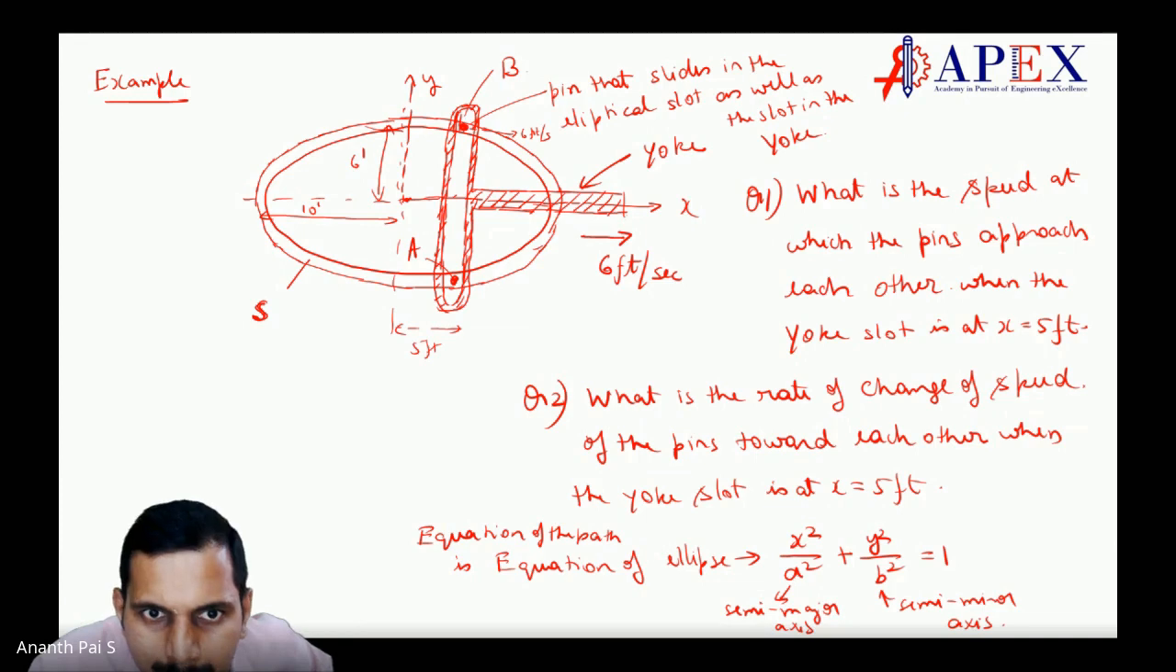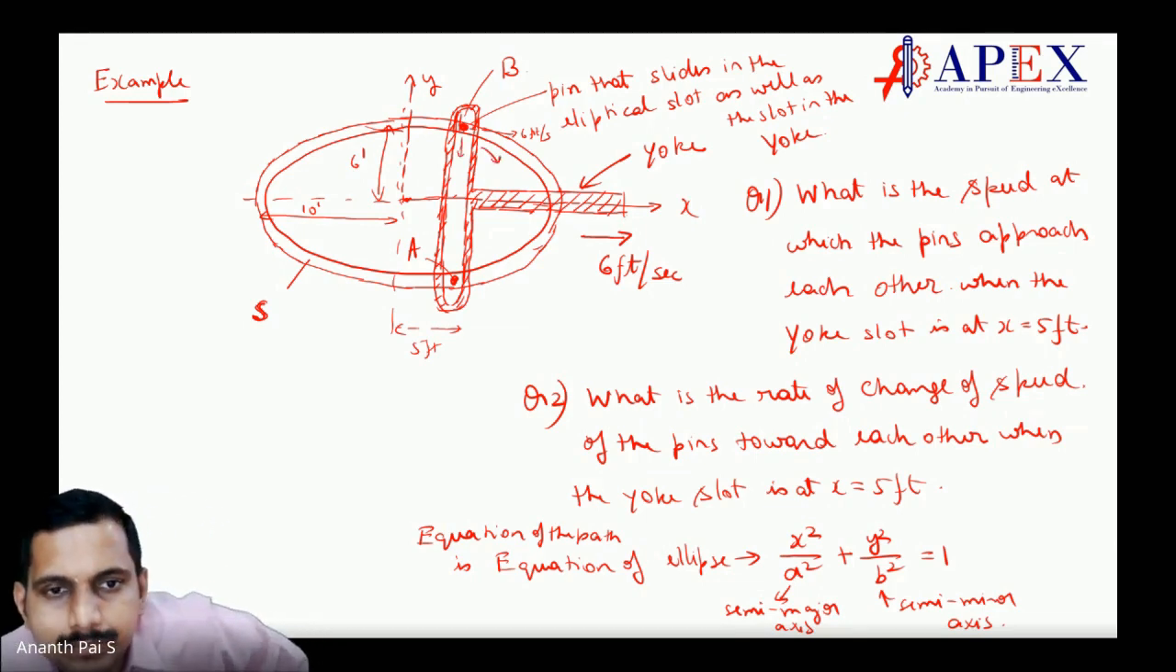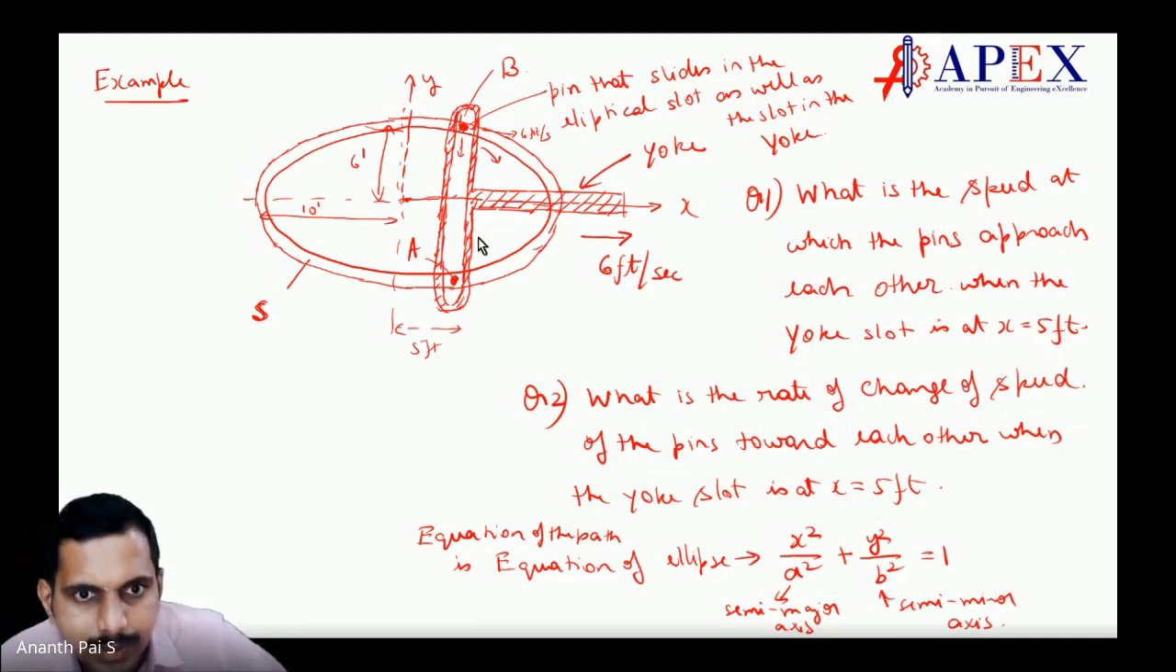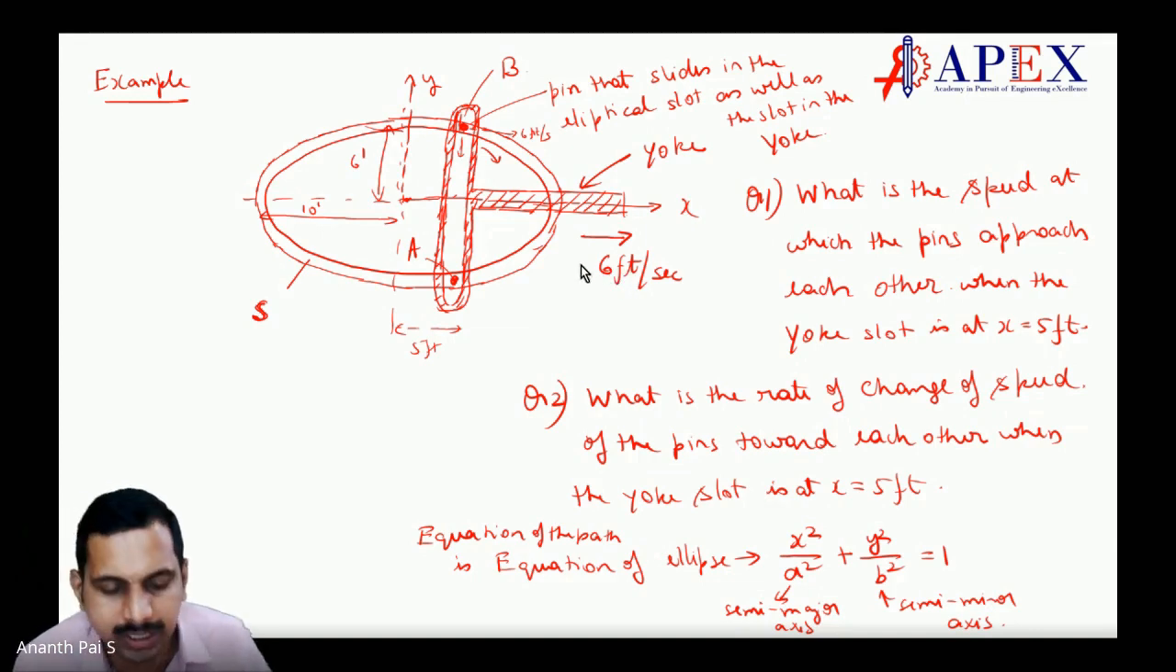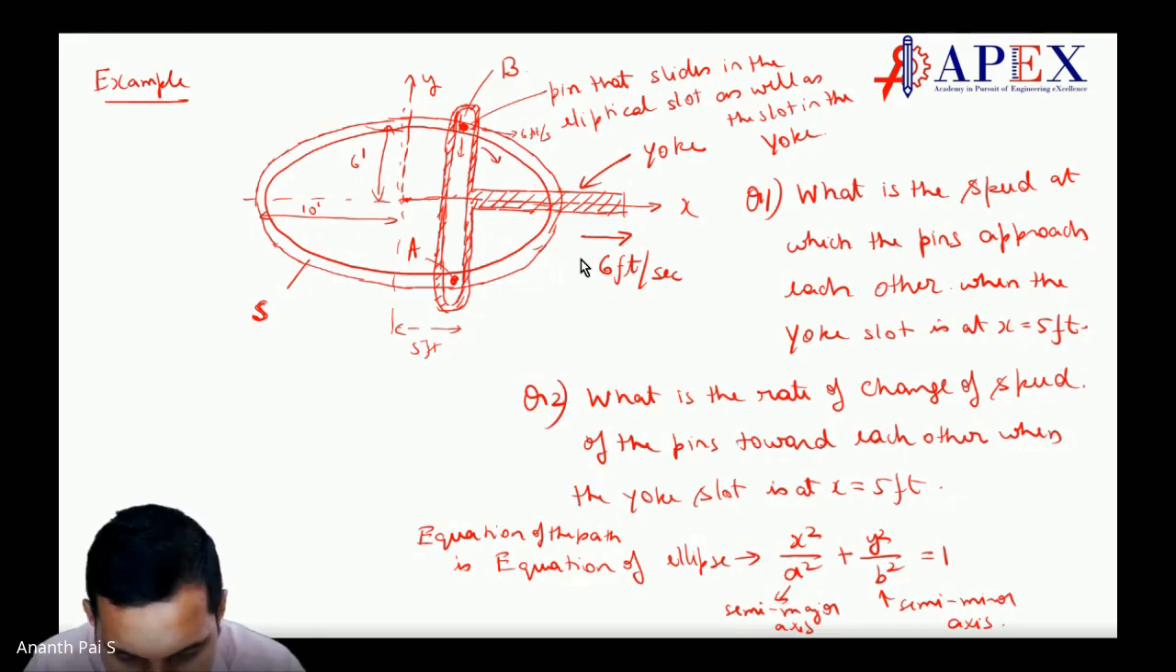There will be a Y component, but that's a different case because it moves along the slot. Correct. It has a Y component because it moves along the slot. It is pulled along the x-axis at the same speed of 6 feet per second. Okay, makes sense.